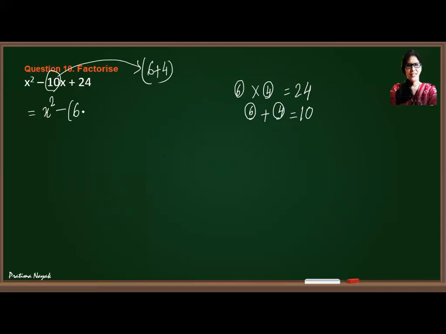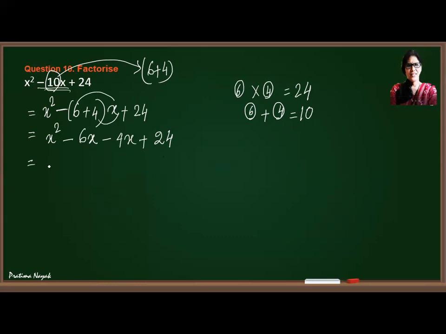So 6 plus 4 into x plus 24. In the next line, you should be very careful because minus 6 into x, negative 4 into x, so both will be negative here. And once you check it, it is minus 6 minus 4 gives you minus 10. Yes, it is right.